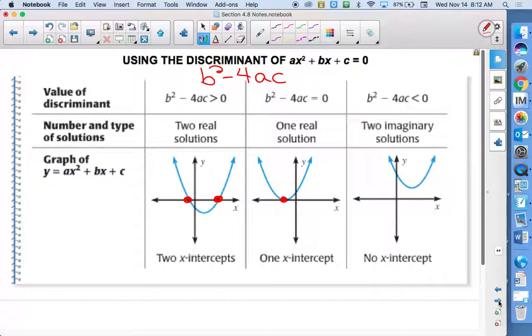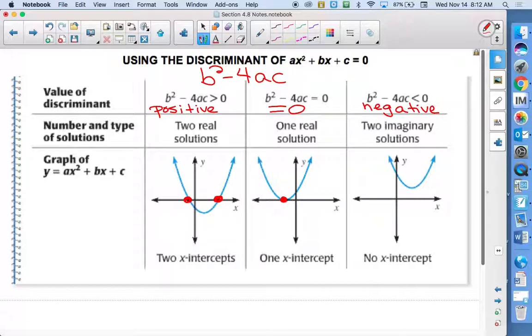That happens because there's a negative number underneath the square root. So here we have a positive number. Here it's equal to 0, and over here we're going to have a negative number. We have no solutions because the graph is above the x-axis.